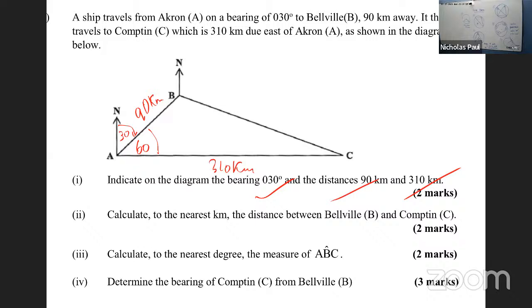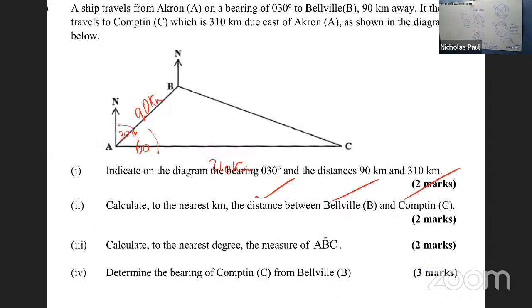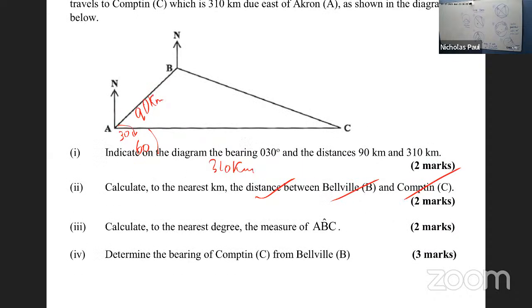Anybody confused again? Come. Right, so after you find part 2, you have part 3 to find ABC, and then you have to find the bearing of C from B.